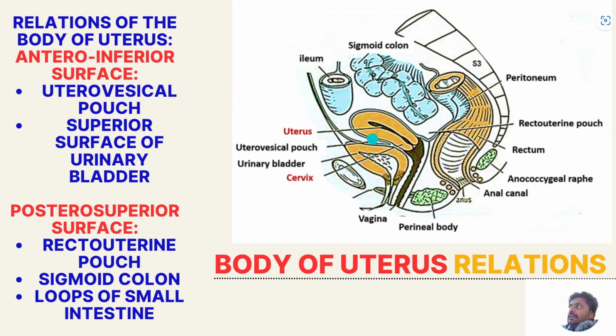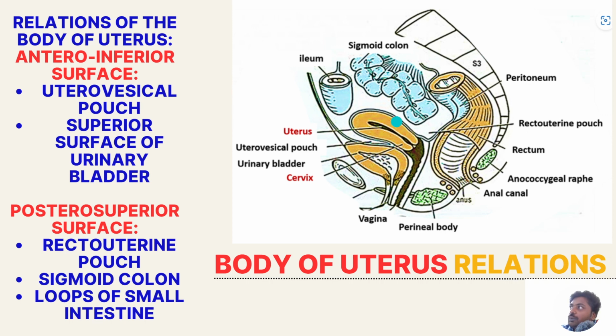This is the anterior inferior surface. You can see the uterus here. This is the anterior part, and this is the inferior part. We have the uterovesical pouch. See, you can see the uterovesical pouch. So anteroinferiorly it has the uterovesical pouch and the superior surface of the urinary bladder. You can see here, this is the urinary bladder, and this is its superior surface.